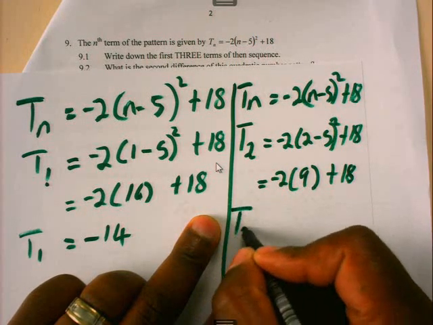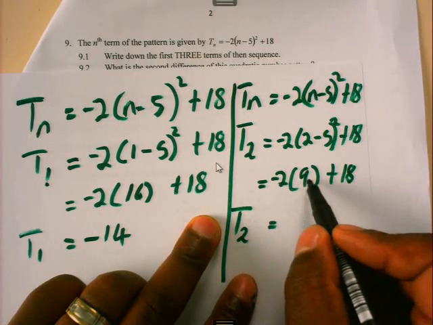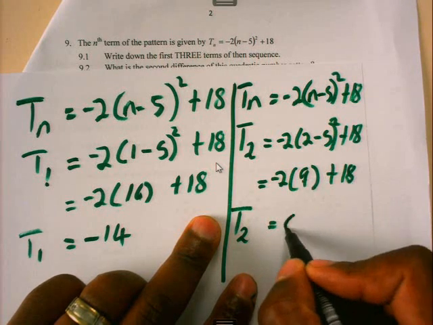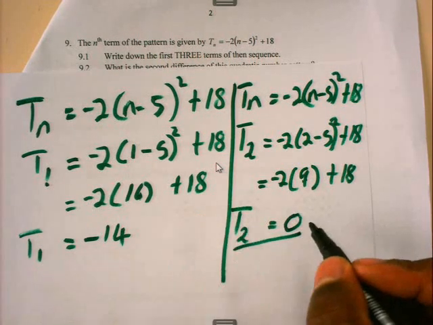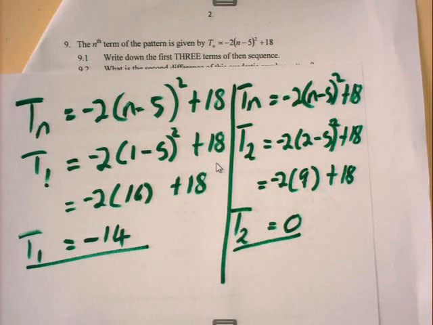Negative 2 multiplied by 9 is negative 18. Negative 18 plus 18 gives us 0. It means our second term is 0. Our first term is negative 14.